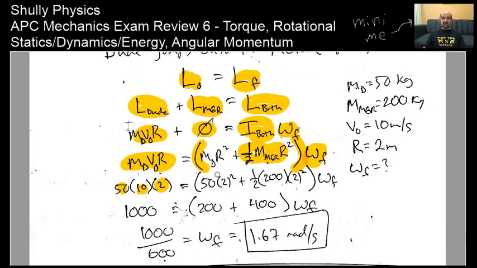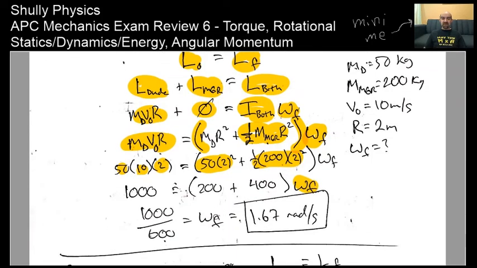The radius of the merry-go-round is 2 meters. And afterwards, the dude is going to be located at 2 meters. So the rotational inertia doesn't change for the dude. But since the merry-go-round is going to be moving at the end, we're going to include the mass of the merry-go-round, 1/2 r squared. This is the rotational inertia of the merry-go-round. We sum that up, multiply by the final angular velocity, and that's how you get how fast it's spinning.